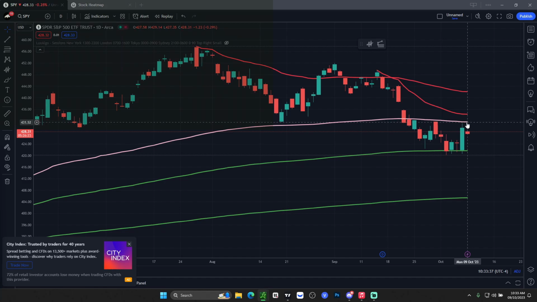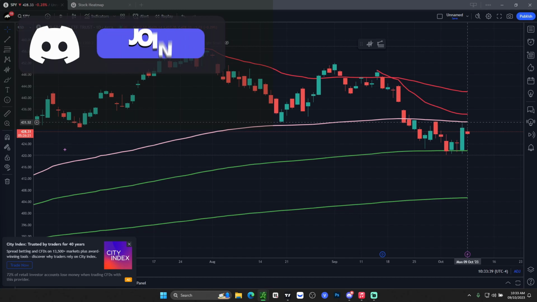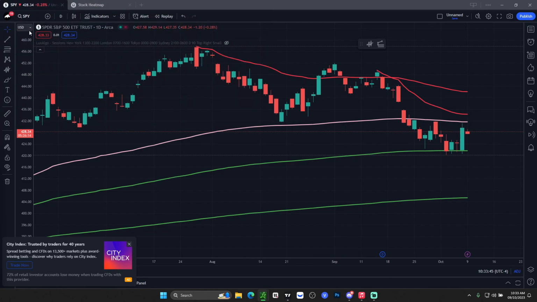Again, we can be looking at the 434, but that's more of a day trade level, and we would probably just target right below at the 431.50, which again would be that previous support, which has now turned into a resistance.